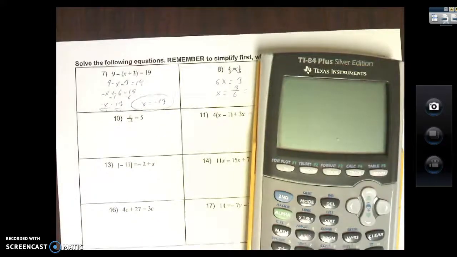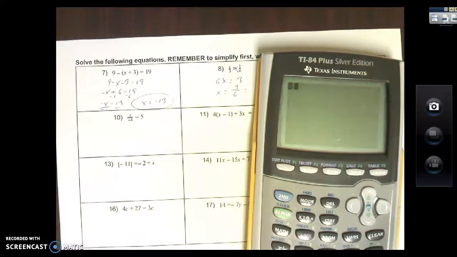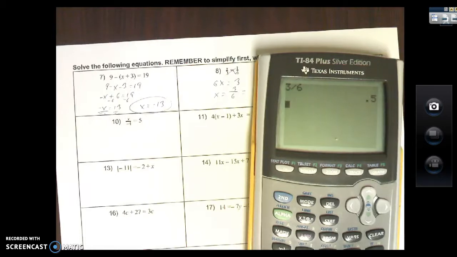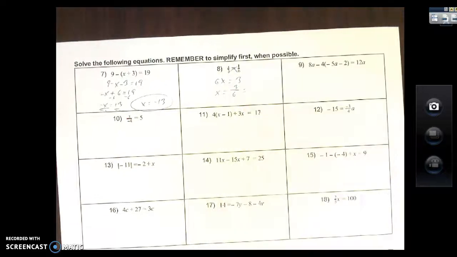Again, I'm trying to show you guys as many calculator tricks as possible. If I have 3 divided by 6, we get 0.5. You can hit this math button, which is right below alpha. The very first thing says fraction. Hit enter, enter, 1 over 2. So this reduces down to 1 over 2.